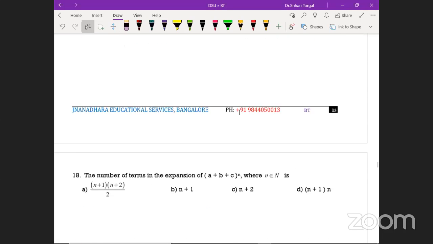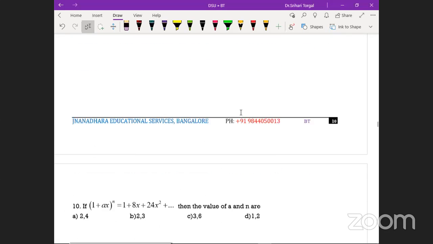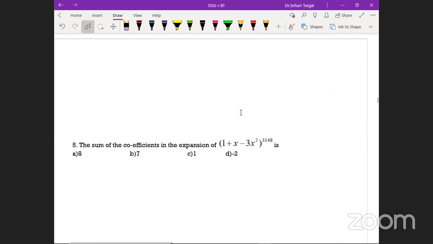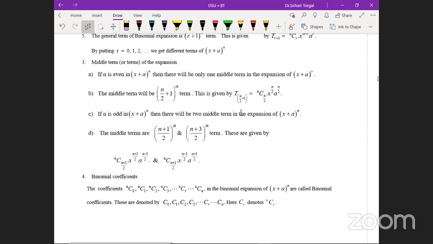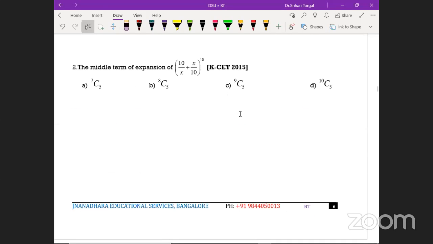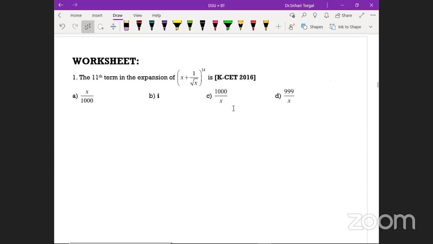Yeah, we'll see. Let's move on to calculating the middle terms.